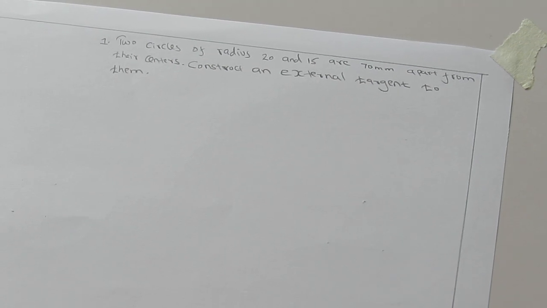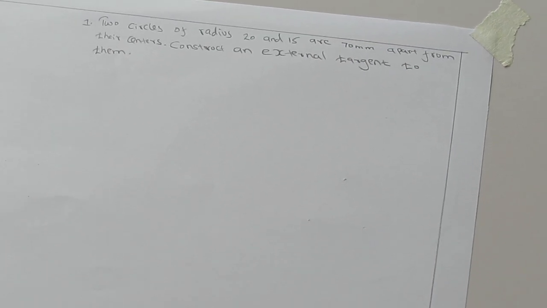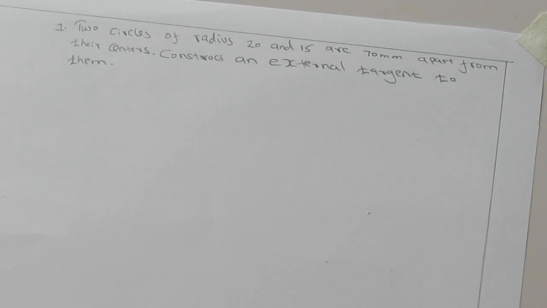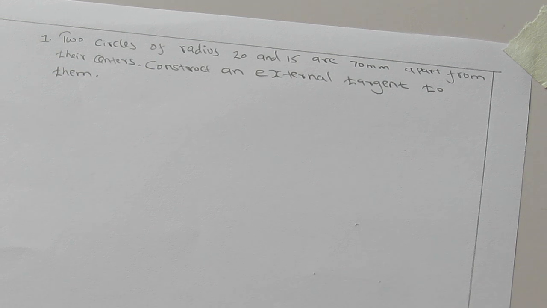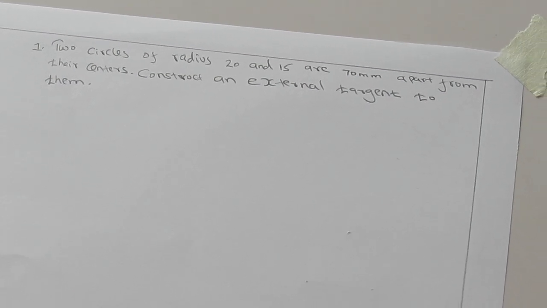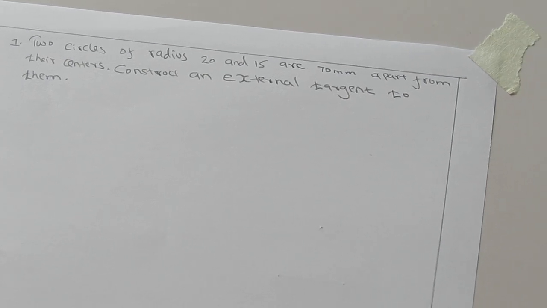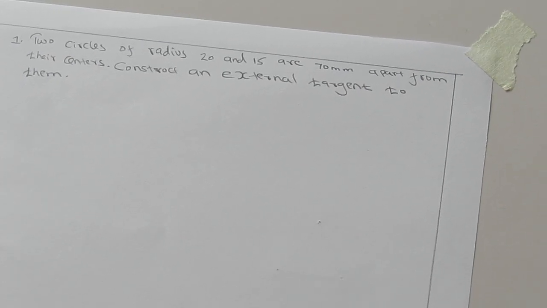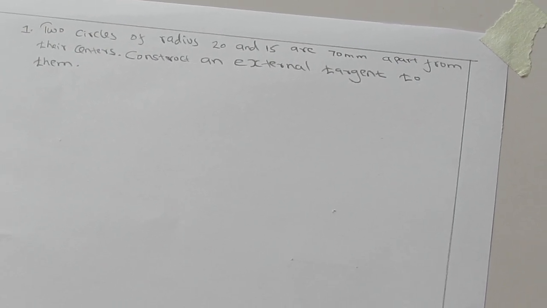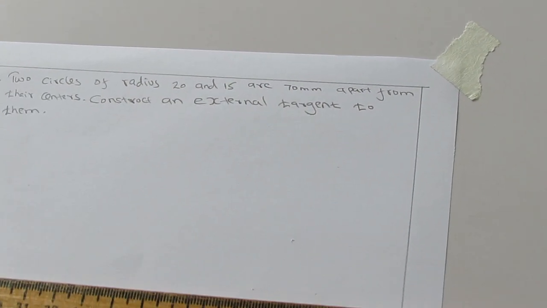Today we want to learn how to construct external tangents to two circles which are at a given distance apart. So this is the question: two circles of radius 20 and 15 are 70 millimeters apart from their centers. Construct an external tangent to them. So the first thing that we are going to do here is to construct a center line.